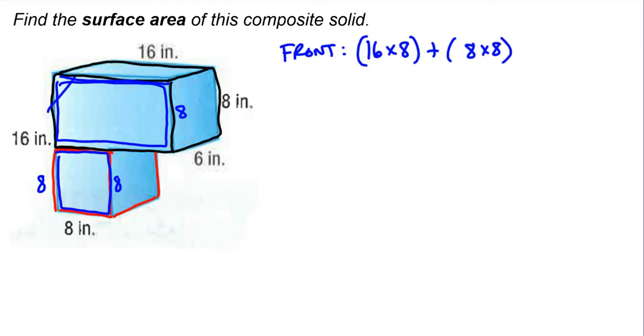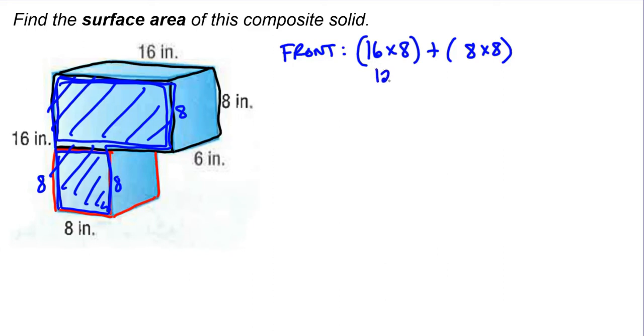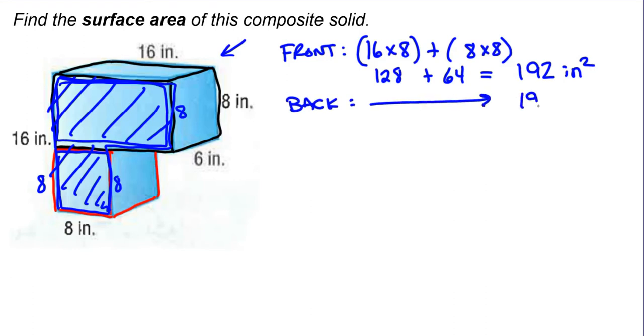So I've got a 16 by 8 rectangle plus an 8 by 8 square. Now that's just this front face right here. This is what I'm finding the area of, and I'm going to call that the front. Okay, so 16 by 8. 16 times 8 is 128, and 8 times 8 is 64. So that's 192 square inches. Now the nice thing is the back side of this on the other side is going to be identical. So the back of this solid is also 192 square inches. So now I've got two sides of this solid computed.